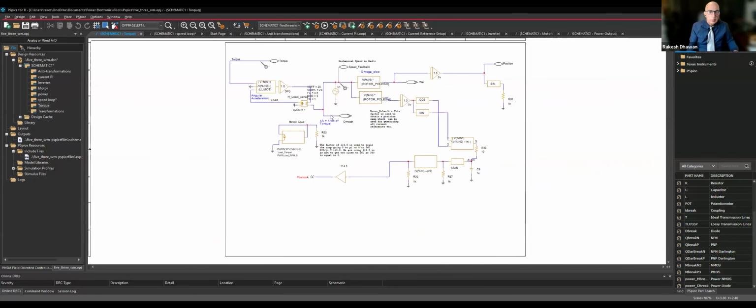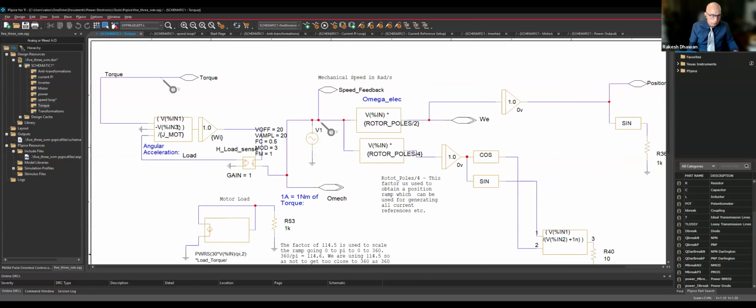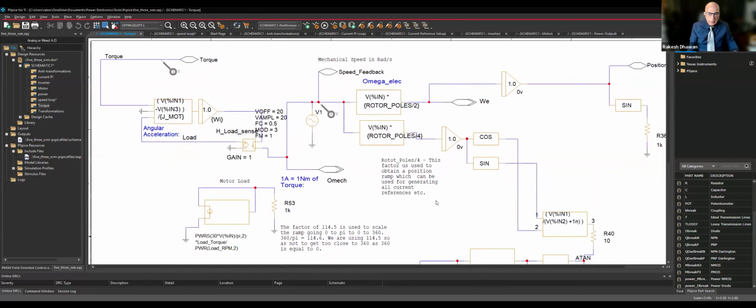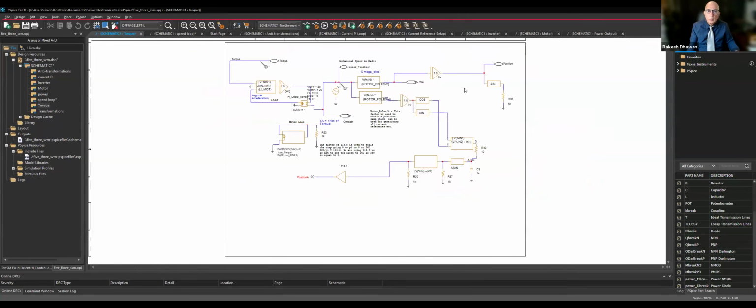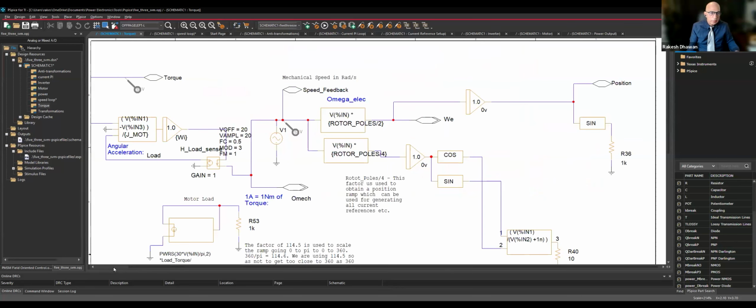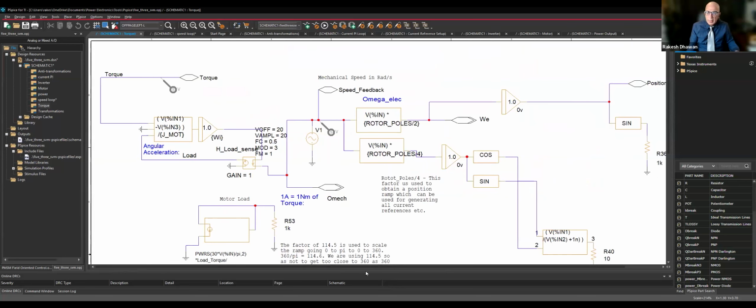Now here, there is more involved. So you've seen this. This is your torque minus the load torque, divided by the motor inertia, and integration of that gives you the speed. Now, what we have done further in this section is we have generated a position ramp, a 0 to 360 position ramp, which you can use. I think you can find all of this math on one of my blog posts, how this is done.